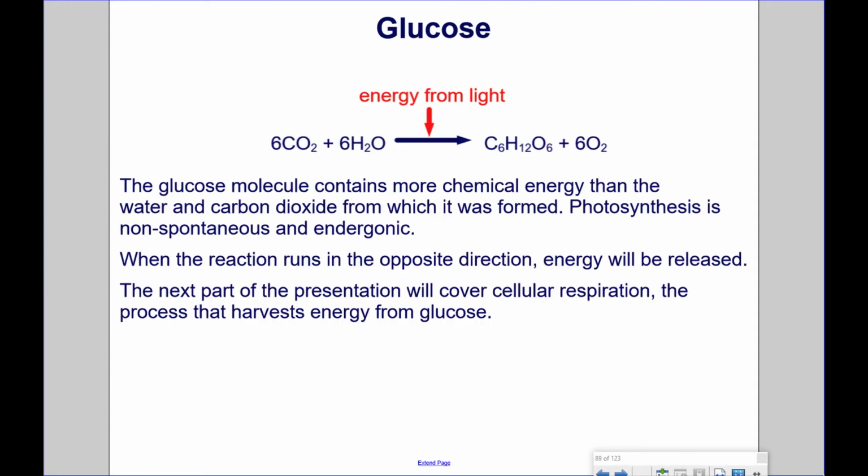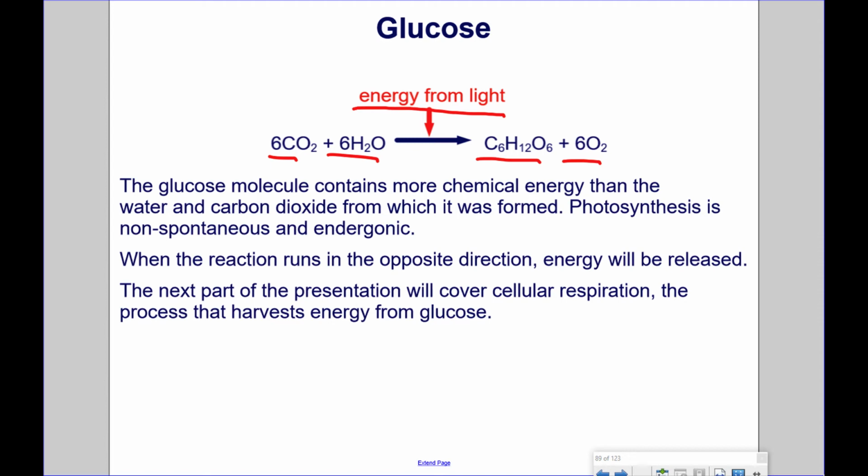Glucose. In this reaction, we have 6 carbon dioxide plus 6 water, energy from the light in the light-dependent reactions, and then with the carbon fixation reactions, we form 1 glucose molecule and release 6 oxygen as a byproduct. The glucose molecule contains more chemical energy than the water and carbon dioxide from which it was formed.